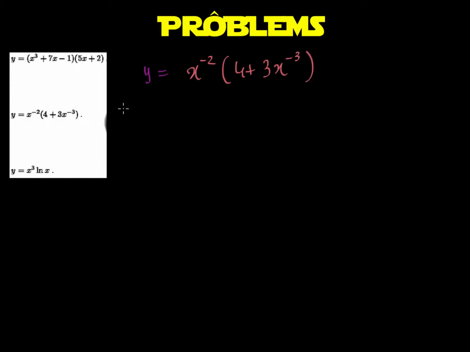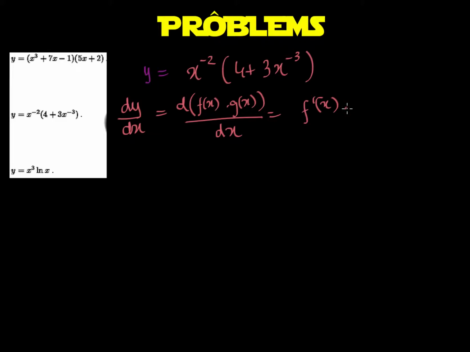So again, what does the product rule say? We have dy by dx is equal to d of f of x, g of x, d of x, I guess I'll just keep this for the next time, times f dash of x, g of x, plus g dash of x times f of x. Now we can take this as f of x and we can take this as g of x.